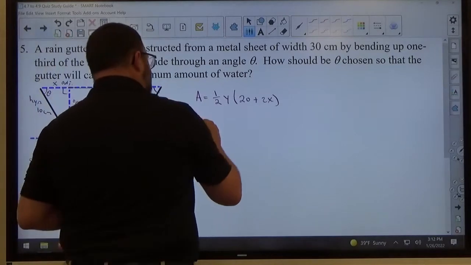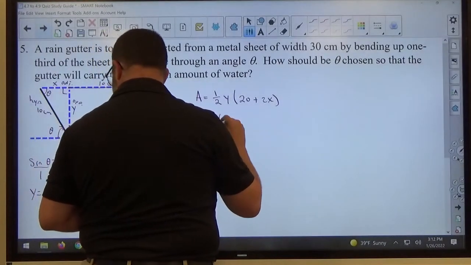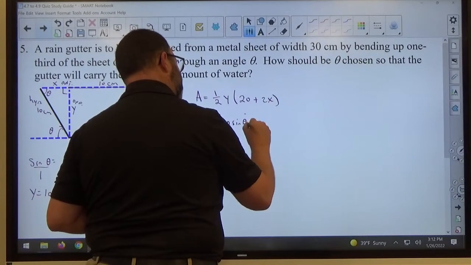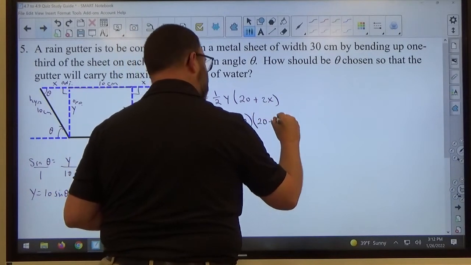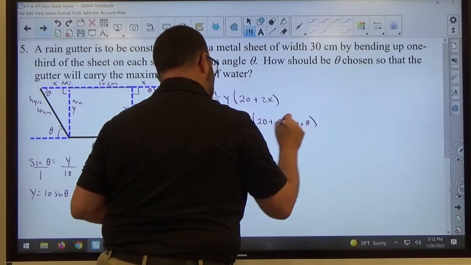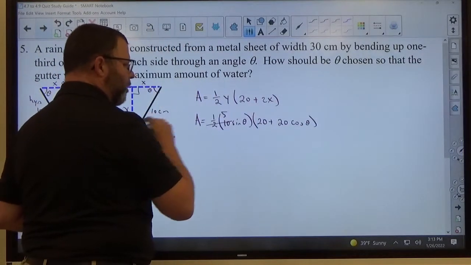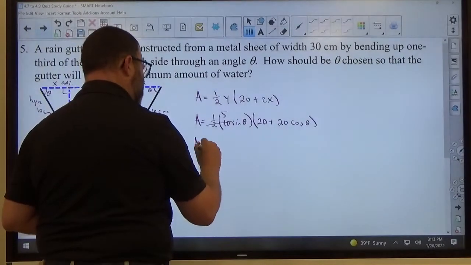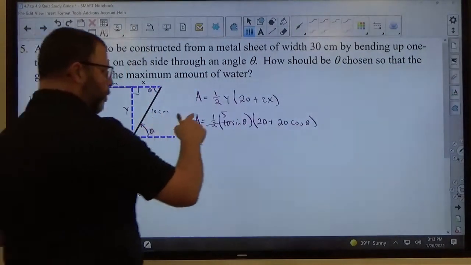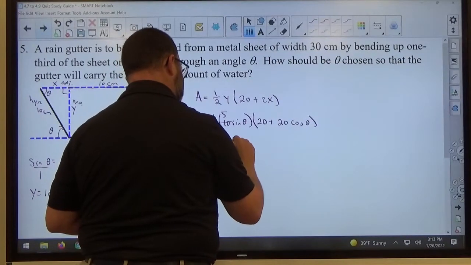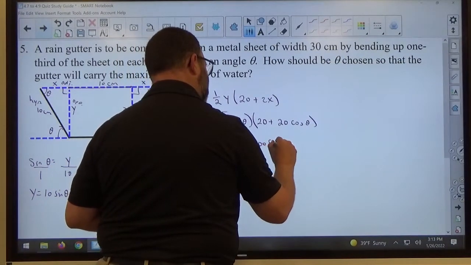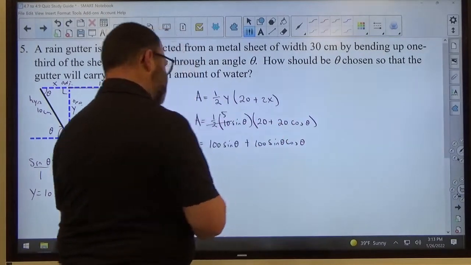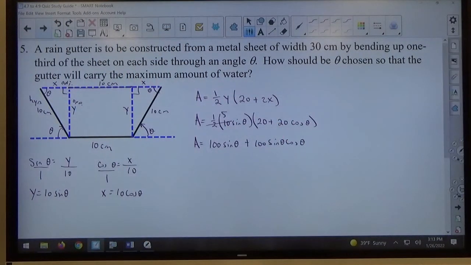So the area of the trapezoid is 1/2 times 10 sine theta times 20 plus 20 cosine theta. For me, 1/2 of 10 is 5, and I'd go there first before I distribute. So the area of this trapezoid is going to be 100 sine theta plus 100 sine theta cosine theta. Now I have my area formula in terms of the single variable theta that I care about, ready to differentiate and use my critical numbers to find the maximum or minimum.